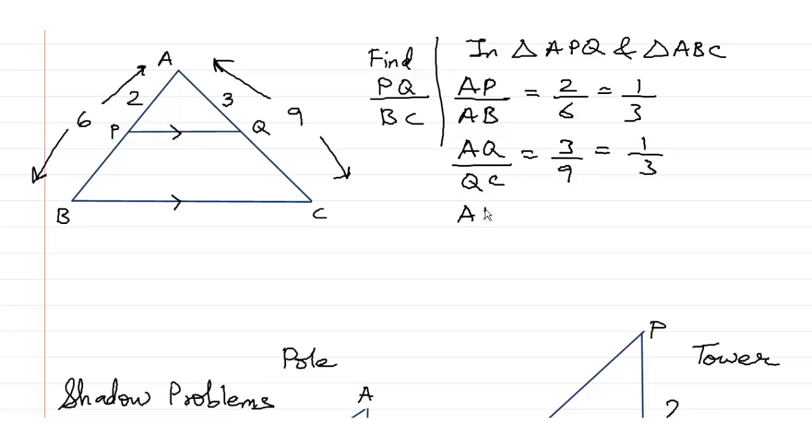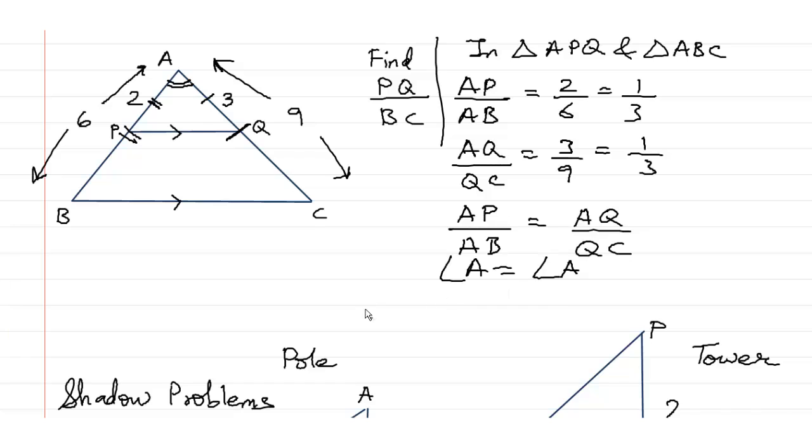So we can say that AP upon AB is equal to AQ upon AC. AP upon AB is 1 upon 3 and AQ upon AC is 1 upon 3. So this AP upon the full side AB is equal to AQ upon the full side AC. And then we have a common angle. Always remember that angle A is a common angle, so angle A is equal to angle A.